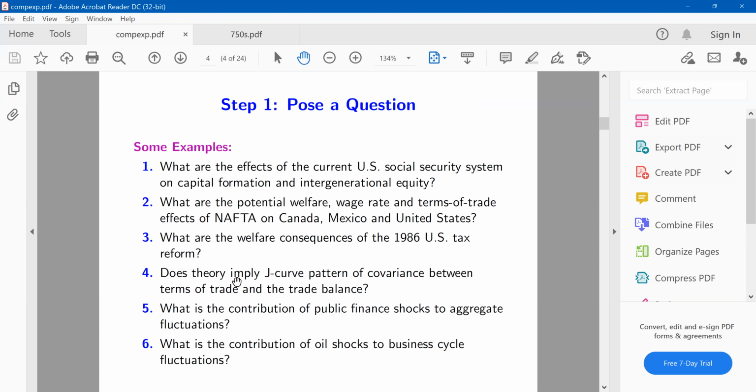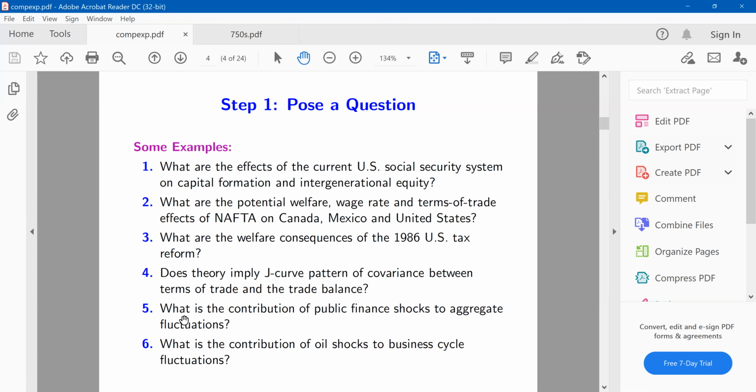Another example: does theory imply a J-curve pattern of covariance between terms of trade and the trade balance, right? You remember that there's this J-curve in the trade literature. Basically, for this question, I believe the authors write a theory, and then they investigate the covariance structure between terms of trade and trade balance.